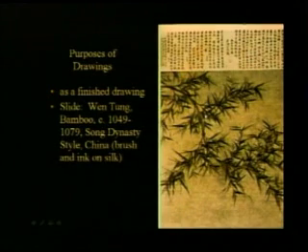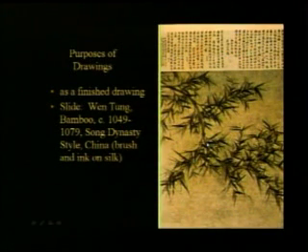The first full, completed, finished drawings were made in the Far East and not in Europe or the United States. And they were made much earlier than they were made in Europe or the United States. By about the 11th century, finished drawings were being made in China, and this shows you one of them.